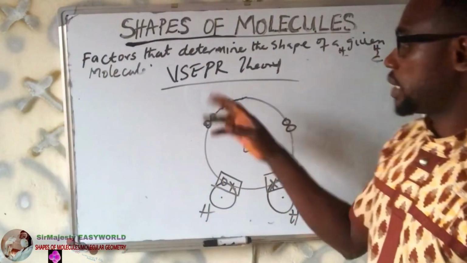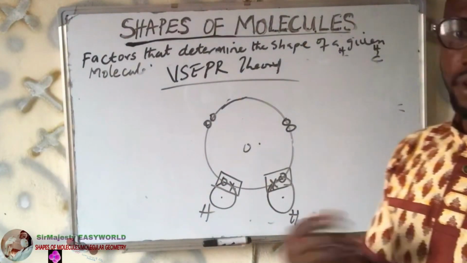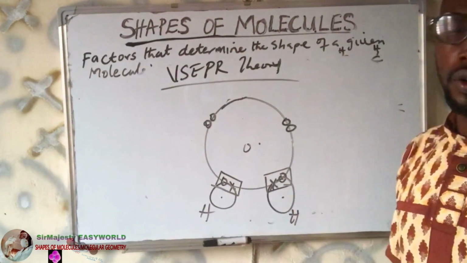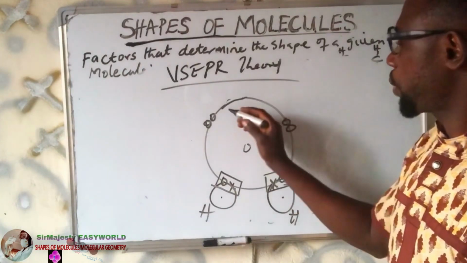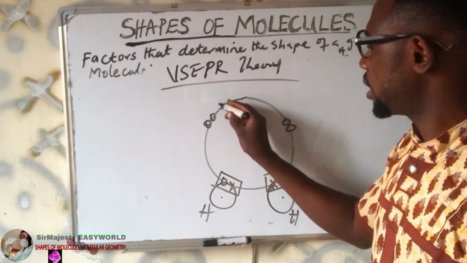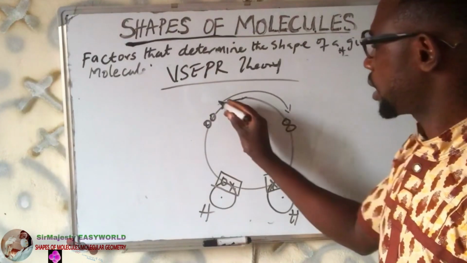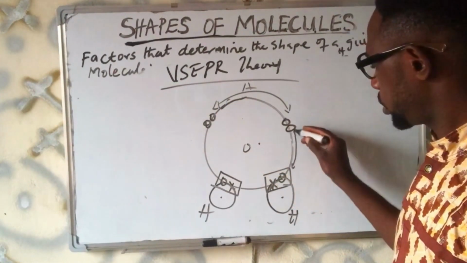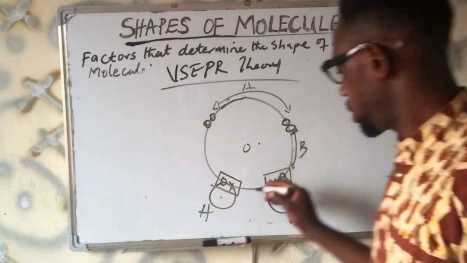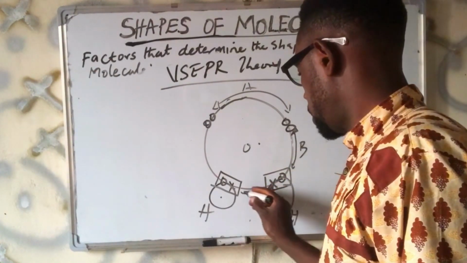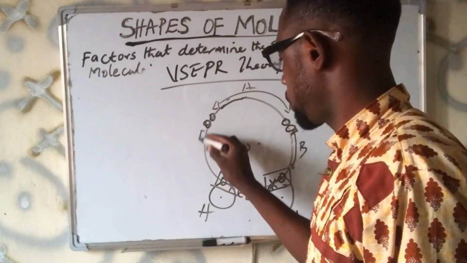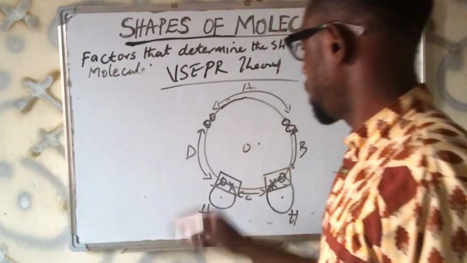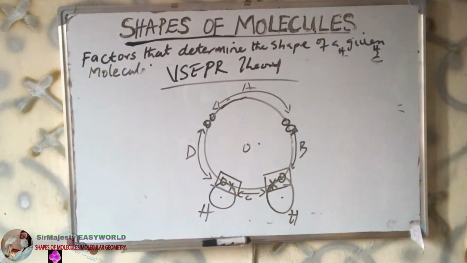Okay, for you to understand this theory, we need to understand the different possible interactions occurring in the last shell of the central atom. So here we have distances. This is distance A. We take it as A. And we have repulsion B and repulsion C. We also have repulsion D. Just watch this drawing.